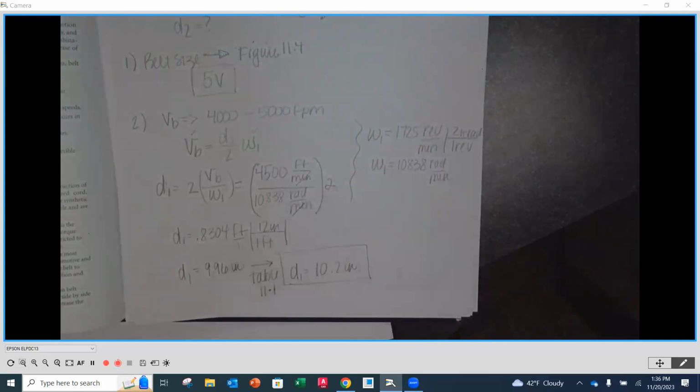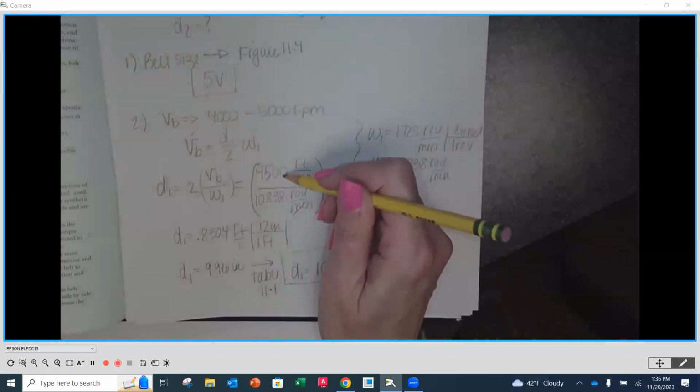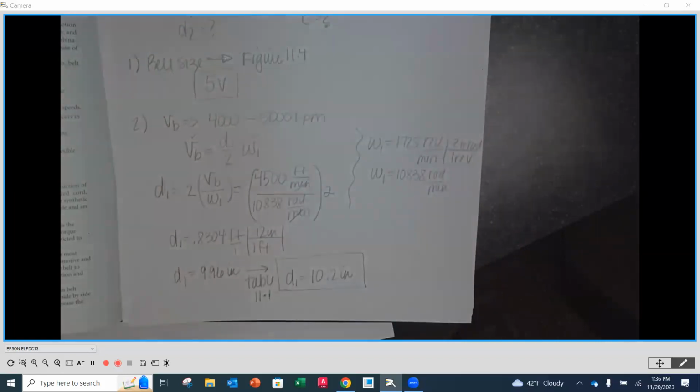Yeah, so you want to take 5,000 divided by 10,838, multiply by 2, and then multiply by 12. And just kind of see, where am I at? Am I bigger or smaller than 9.96? I'm bigger, right? It's not the direction I want to go in. Let's go in the opposite direction. Let's put 4,000 up top here. Let's put 4,000 up there and see what we get.